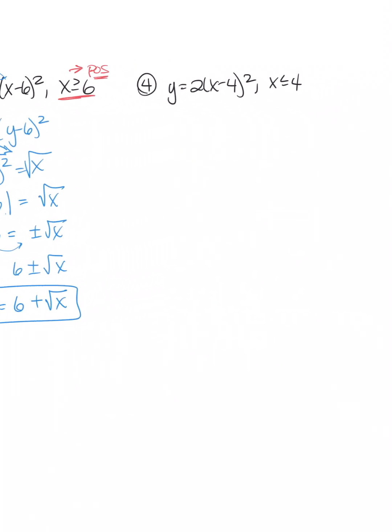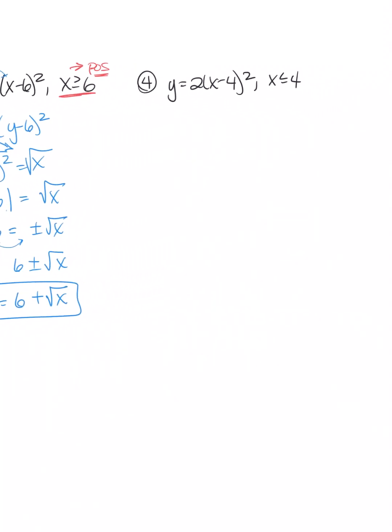All right, last example. Again, we're starting by switching x and y. So x will equal 2 times y minus 4 squared. And we're ultimately solving for y. So I'm going to start by dividing by 2. And I'm going to switch sides like I did before. So when I've divided by 2, I will have y minus 4 squared equals x over 2. All right, I just switched them up.